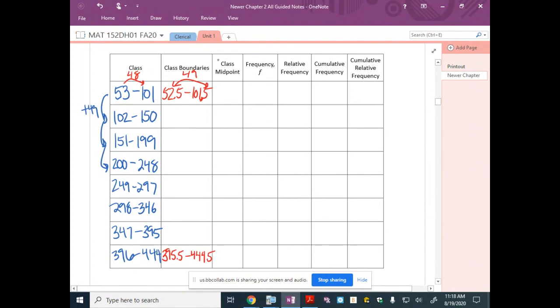And you know what? I don't even like class midpoint. I'll talk about it once, but yeah, if you want to do it, do it. I'm not going to. So now we get to figure out the frequencies between these classes here using that same data. So I'm going to give you a moment or two to do that.